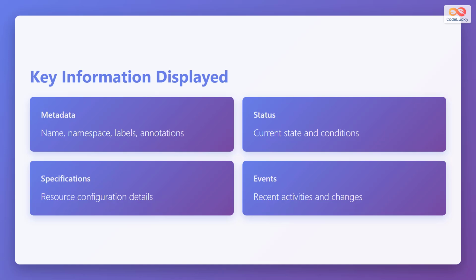When you run kubectl describe, it displays 4 main categories of information. First, metadata such as name, namespace, labels, and annotations. Second, the current status and conditions of the resource. Third, the specifications or configuration details of that resource. And fourth, recent events and activities that have occurred, which are extremely helpful for troubleshooting.